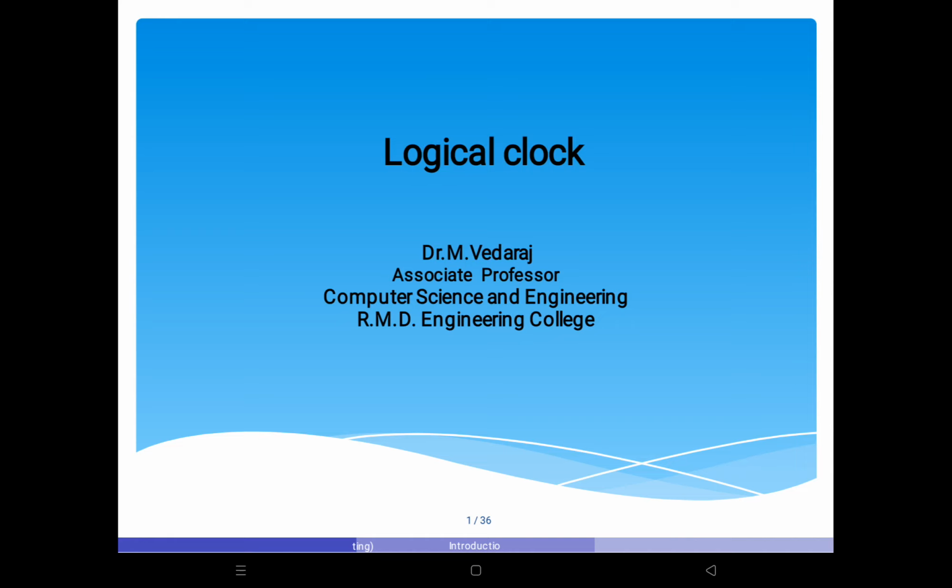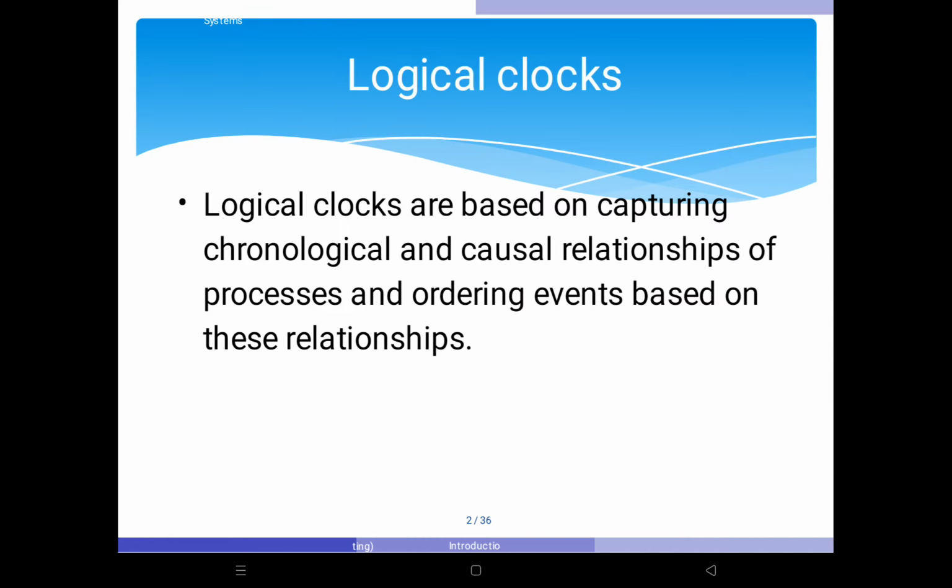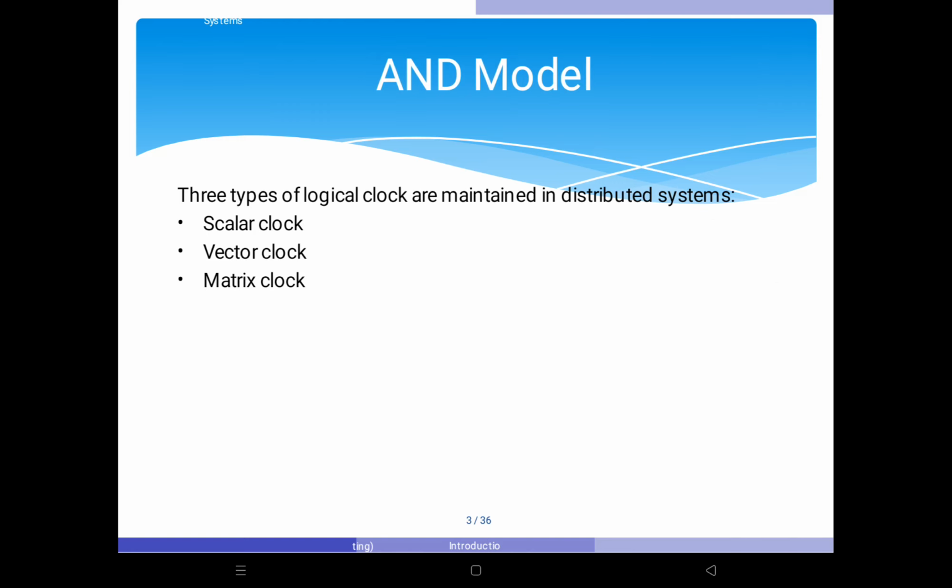In this session, we are going to discuss logical clock in distributed system. What is logical clock? Logical clocks are based on capturing the chronological and causal relationship of processes and ordering events based on this relationship. As you know, there are three different types of logical clocks maintained in distributed system. One is the scalar clock, the second one is the vector clock, the third one is the matrix clock. Today we are going to discuss scalar clock.